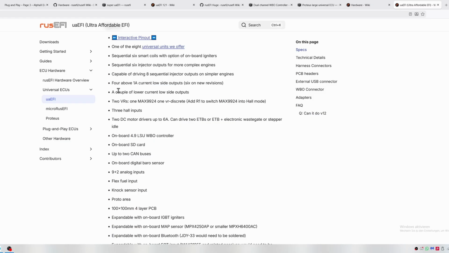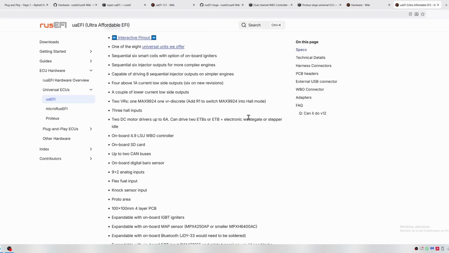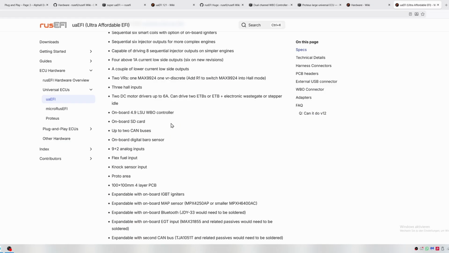As for outputs, we have four low side outputs, or rather six on the newer revision. So if you are buying one right now, you will have six outputs. Where they are located, you can find on the wiring diagram or interactive pinout. Low current, low side outputs, which is basically for relays and stuff if you need that. Onboard SD card logging could be used if you need that. 11, or rather 9 plus 2, analog inputs, so that is for sensors and whatever else you want to put on there. Flex fuel input, that is kind of with the plus 2 of the 9 plus 2.